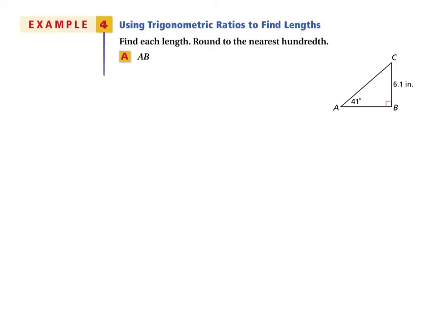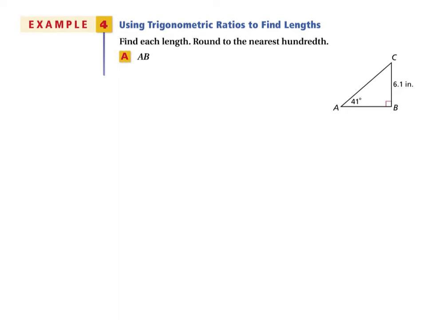In example 4, we're going to use trigonometric ratios to actually find the lengths. We are solving now using trig ratios. Here's what we know, and this is why we use it. We have a right triangle. If you were given the two legs, or any two sides, you would just use Pythagorean theorem. But trig ratios are now used when you're only given one side of a right triangle and then an angle measure. So we want to find the length of AB.